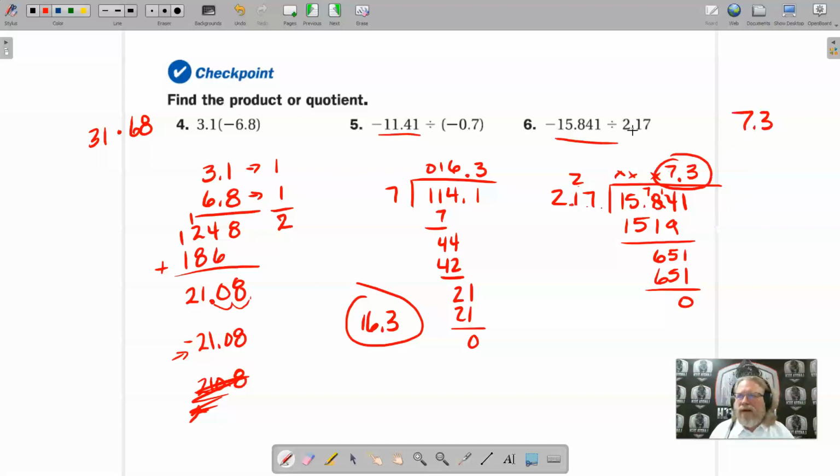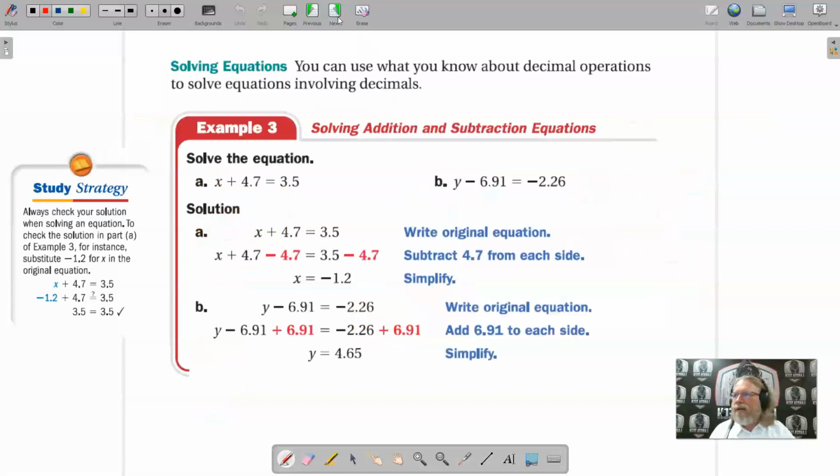And it is a negative divided by a positive, so the signs are different, so this is going to be negative as well. Wow, a lot of stuff in there.